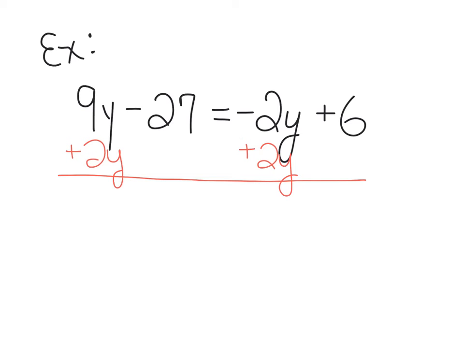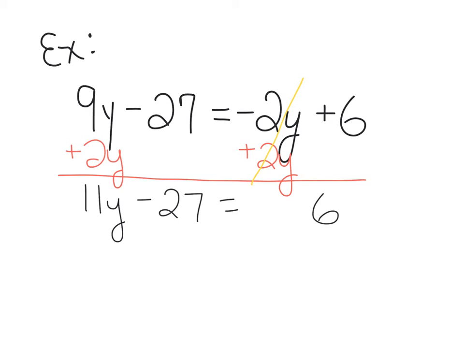Okay, you can see here what's going to happen. This negative 2y and positive 2y, they cancel. That is why we need that inverse operation. So now I am going to go ahead and continue in my problem. So I have a 9y. Uh-oh, sorry about that. All right, I have 9y plus 2y. That's going to give me 11y minus 27 is equal to 6.